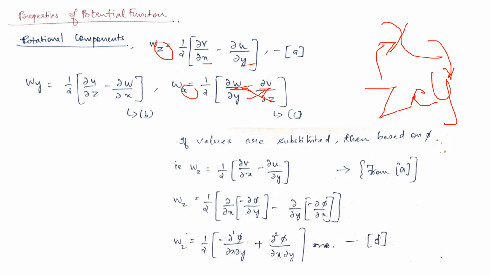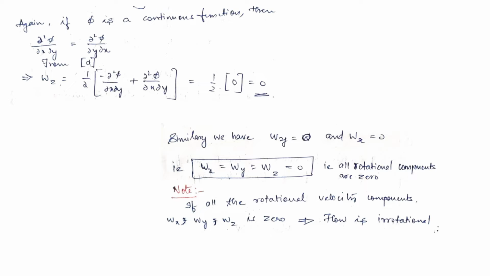So if the values are substituted based on this, and if you solve for this, you will get the relation that wz is equal to 0. That means the rotational component is equal to 0 if you substitute the Laplace equation in this equation, in the previous equation. What you will get is known as the satisfaction of Laplace equation.